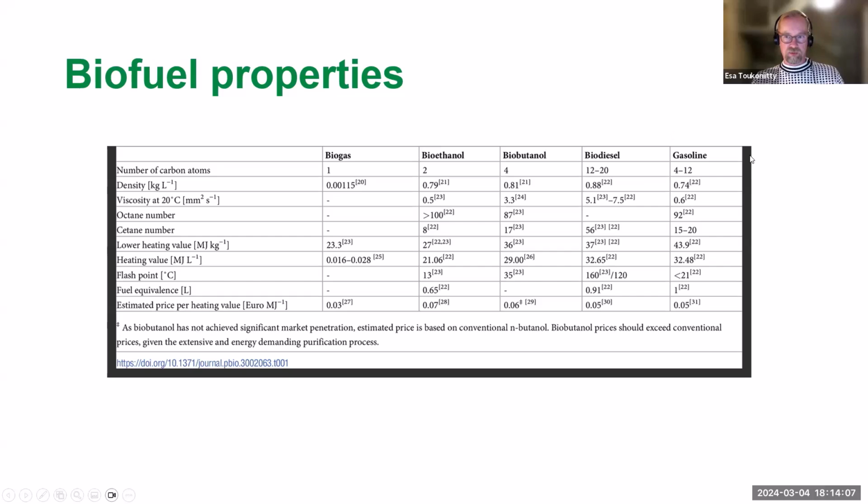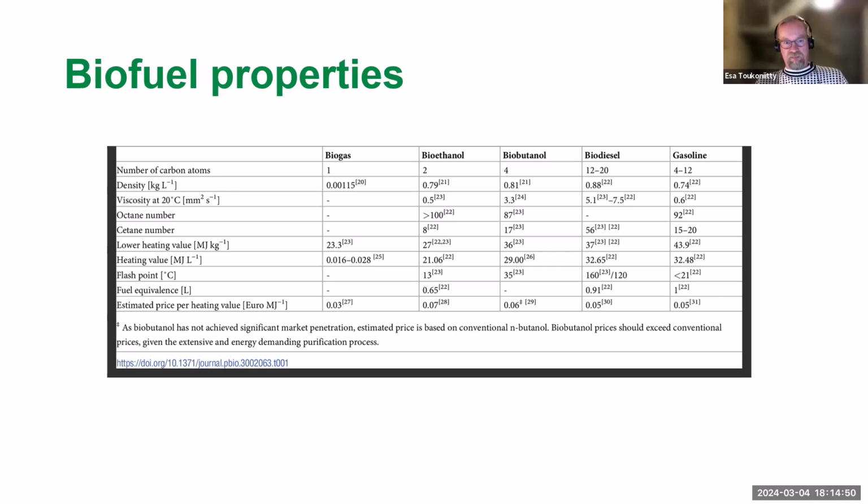Well, I will not go through much of this particular table's details, but in general, when talking about fuel properties, here are different fuels, and then some properties that are listed, like chemical structure, number of carbons, density, viscosity, octane, cetane number, heating values, flash point, fuel equivalence, and so on. But of course, there are lots of other properties as well.